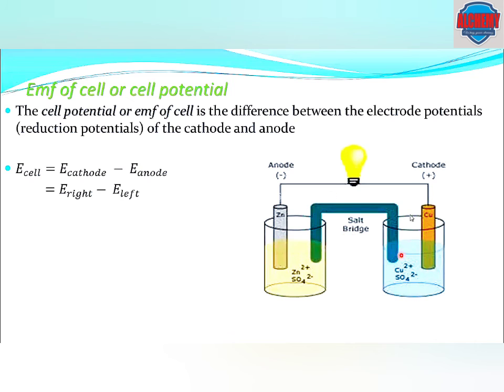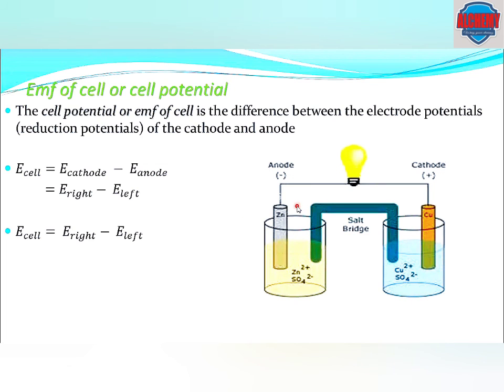Next, we will discuss EMF or electromotive force of a cell. The cell potential or EMF of a cell is defined as the difference between the electrode potentials of the cathode and the anode. That is, cell potential E cell equals electrode potential of cathode minus electrode potential of anode. In simple words, electrode potential at right minus electrode potential at left.